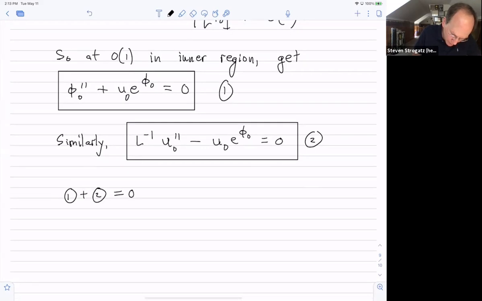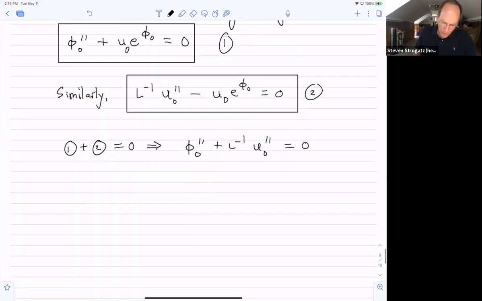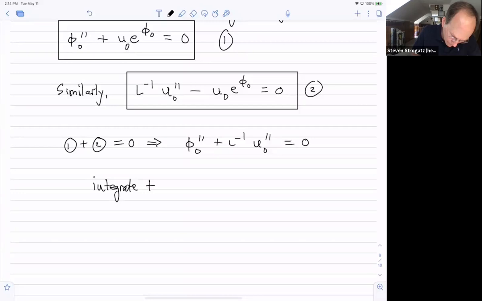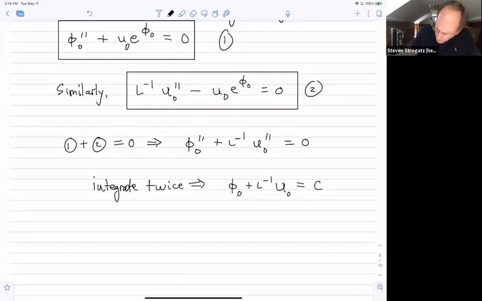So 1 plus 2 equals 0 implies that phi 0 double prime plus L inverse U0 double prime is equal to zero, which you can integrate twice. Those are just perfect derivatives. So integrating twice with respect to eta, you get phi zero plus L inverse U zero is some constant. I guess I'm now up to C3, but I'll just call it C1 again: C1 eta plus C2.